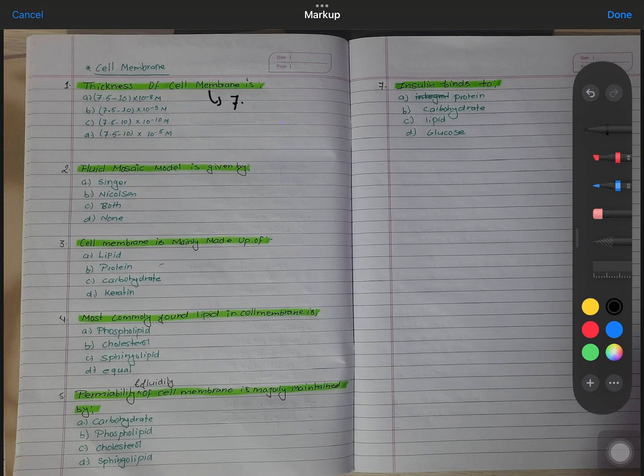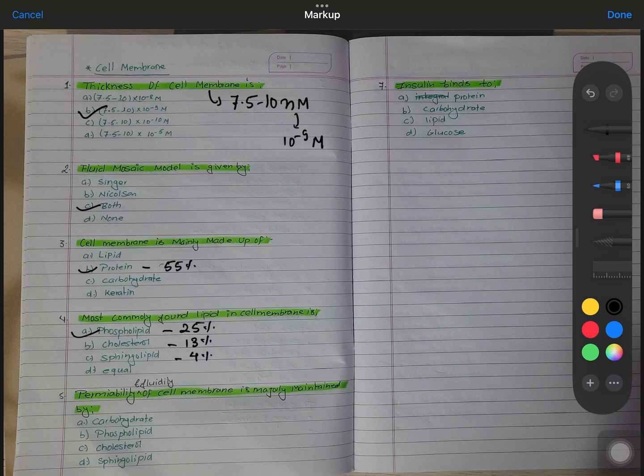Thickness of cell membrane varies from 7.5 to 10 nanometer. 1 nanometer equals 10 to the power minus 9. So the answer is B, 7.5 to 10 into 10 to the power minus 9 meter. The second question is, fluid mosaic model is given by, as we talked earlier, Nicholson and Singer. Cell membrane is mainly made up of protein, that is 55%. Second one is lipid, 42%, among which the phospholipid is most common one, that is 25%. Most commonly found lipid in the cell membrane is phospholipid, 25%, cholesterol 13%, and sphingolipid 4%.